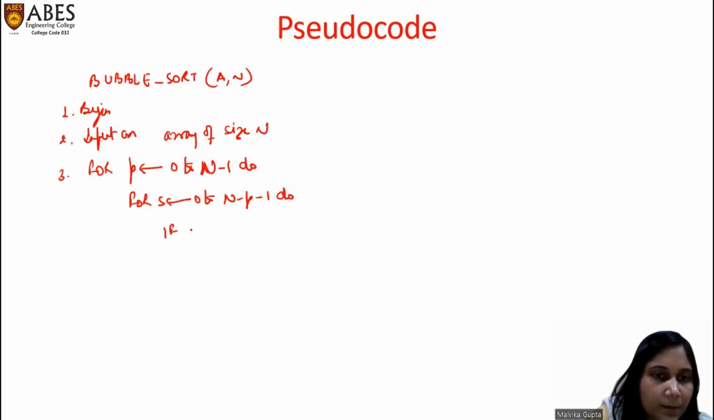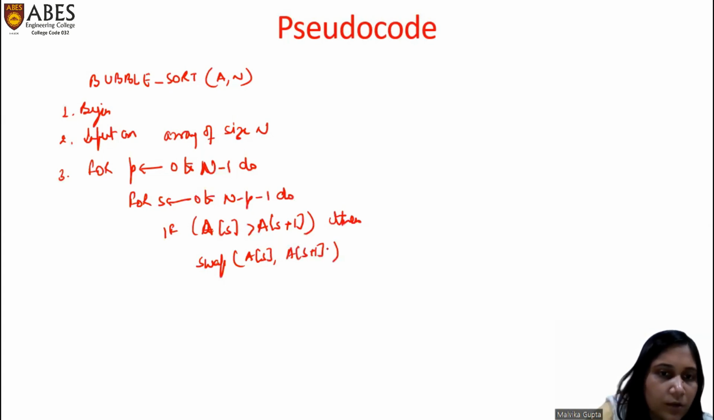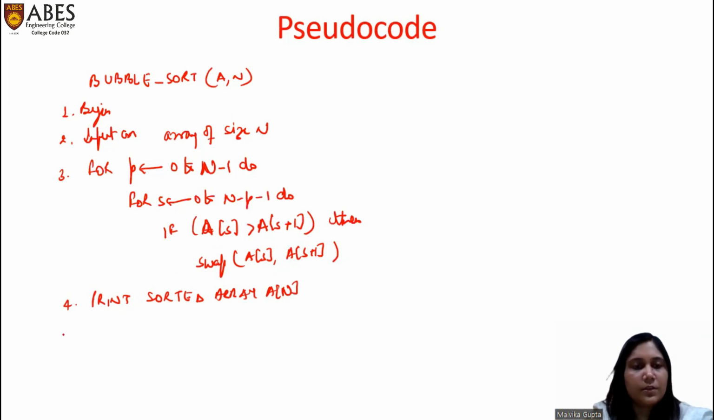Then in this if condition I'm applying, if a of s is greater than a of s plus 1, then I'm just going to perform the swapping between a of s comma a of s plus 1. Okay, and this is the end of these loops. Print sorted array a of n, and fifth is end. So this is how I'm going to make this. Okay, so it'll be done, right? This is the pseudo code.